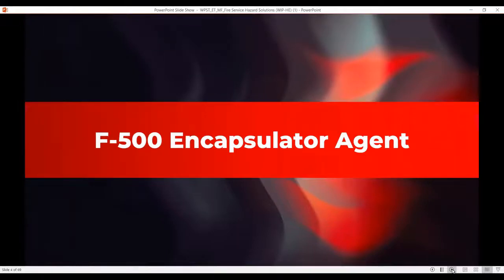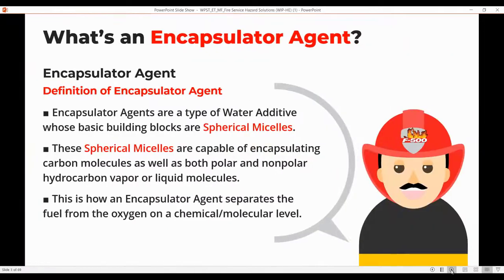So first thing we'll do is look at the encapsulator agent and encapsulator technology, kind of explain how the agent works, what its properties are, and then we'll dive into some of those unique fire hazards that we're facing and the benefits that encapsulator technology can provide.